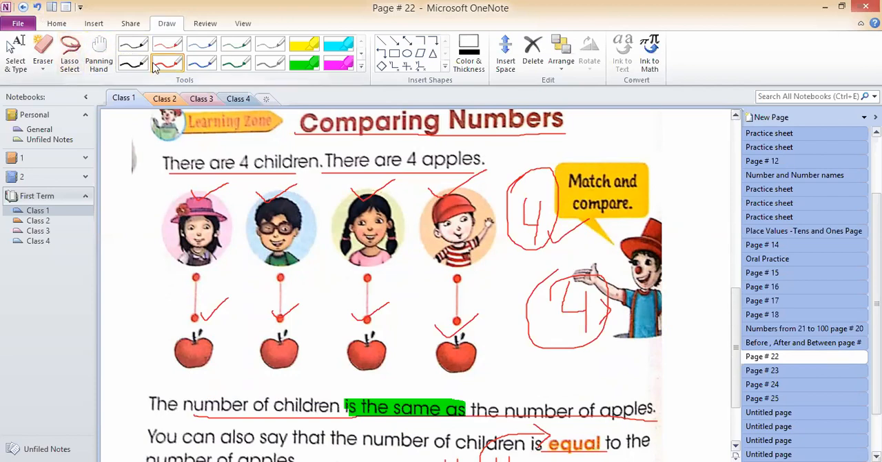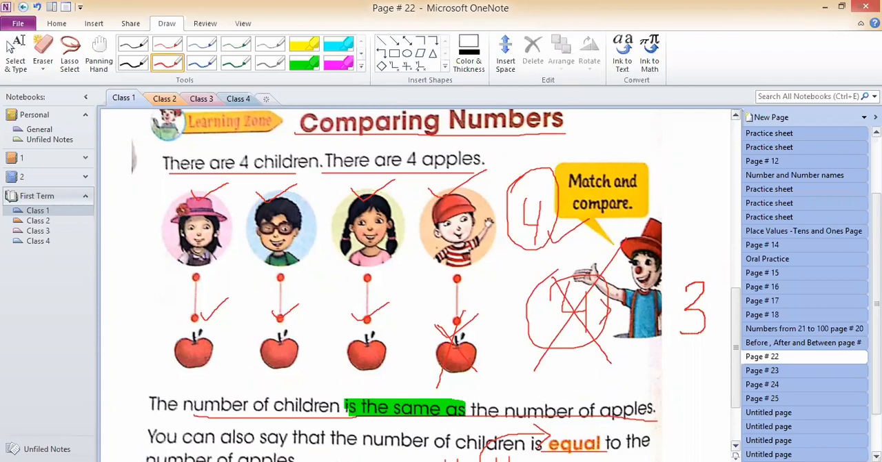But let's suppose there are not 4 apples, there are 3 apples. So they are now not equal. When they are not equal, one should be greater and one should be smaller. One should be bigger and one should be smaller. Because they are 4, they are bigger. They are 3, they are smaller. So I can say the children are more than the apples because children are 4, apples are 3. Children are more.